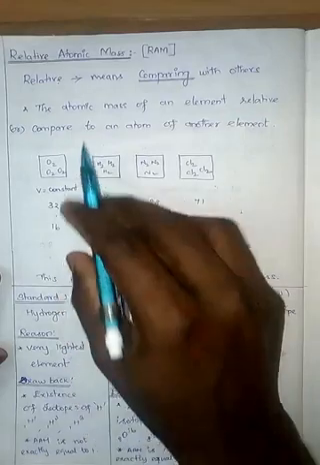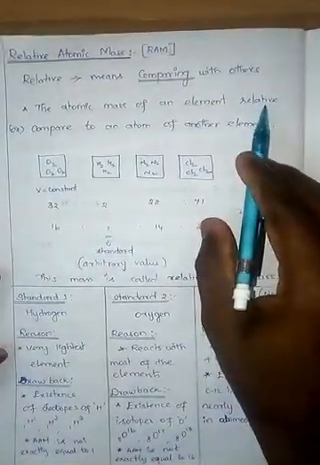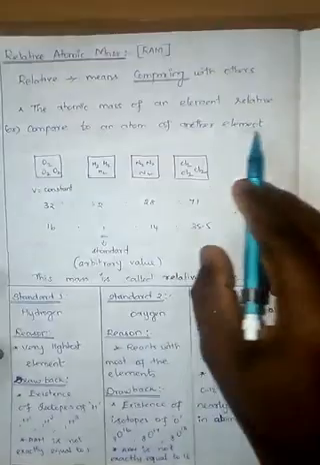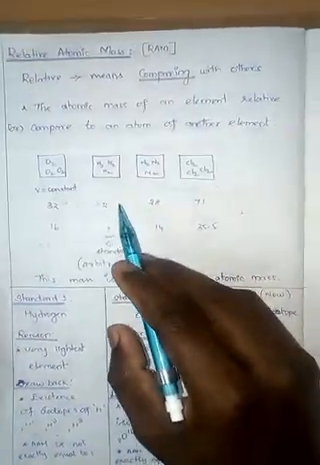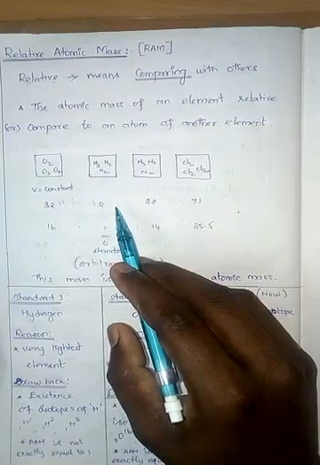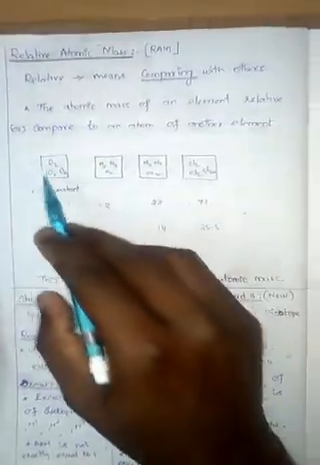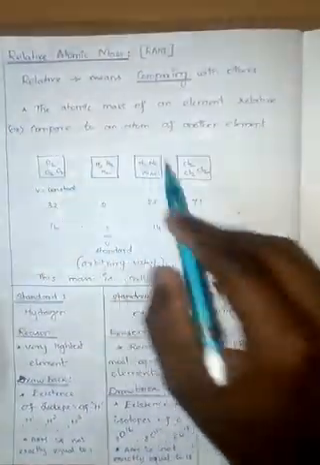Now, the atomic mass of an element is relative or compared to the mass of an atom of another element, so that the mass can be easily identified. I hope you understood this. So let us go to the example.